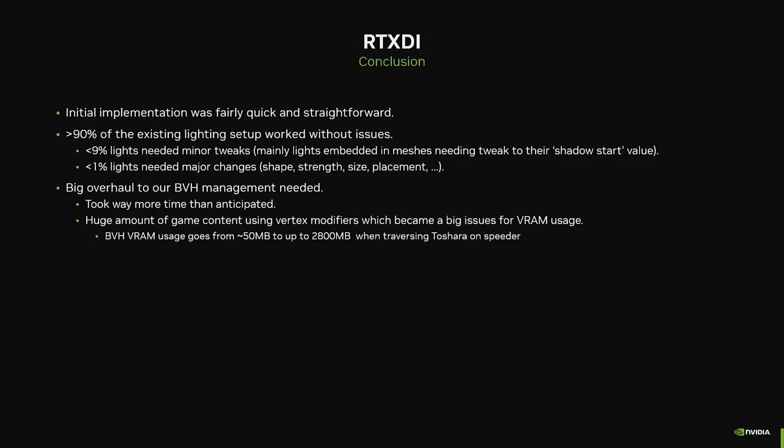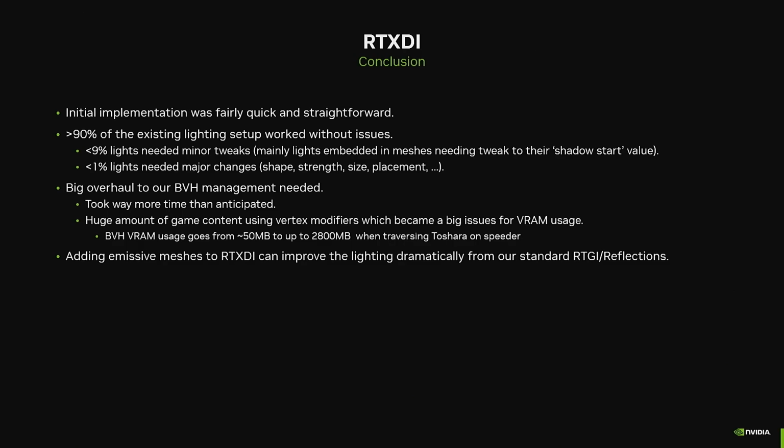As an example, on Tosara, which is a planet with a lot of moving grass and wind, with the coarse BVH that we have, traversing the planet on speeder, we are at about 50 megabytes of VRAM usage for the BVH, and we can peak up to 2.8 gigabytes. This is mainly because when we move fast on the speeder, there are a lot of new things that need to be added to the BVH, but there are a lot of old things that are not yet removed, because we take some time before removing stuff so we don't remove and add constantly. But on average, we are about 1 gigabyte when we move at normal speed.